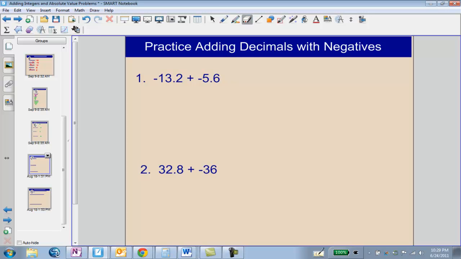Next, we're going to practice adding negatives where we have decimals. So this is rational numbers. We're going to practice adding rational numbers. In the first example, we are adding 2 negatives. So I'd like you to try that.